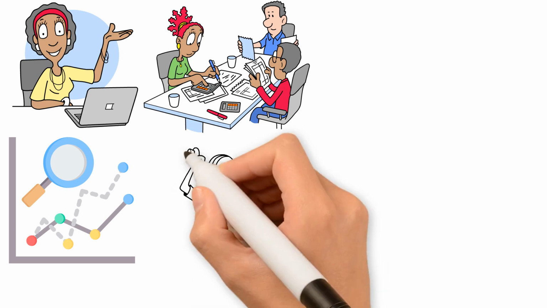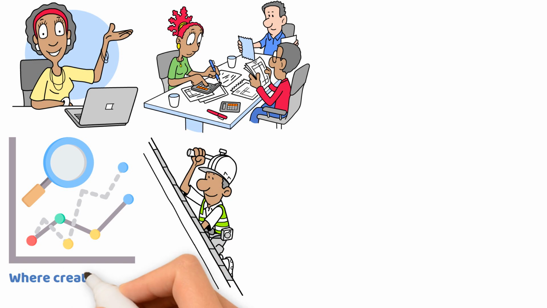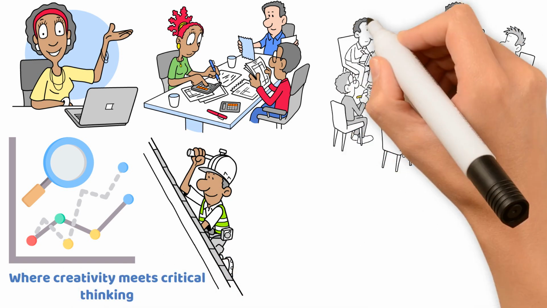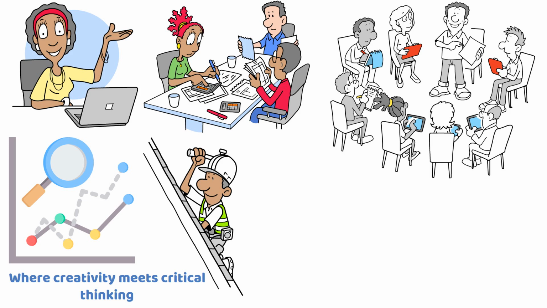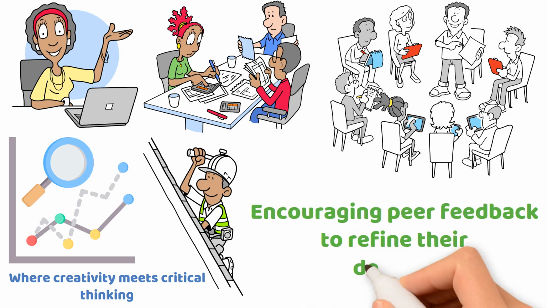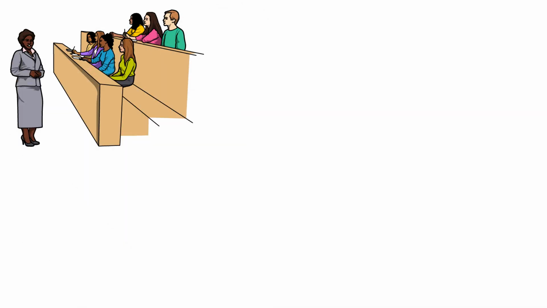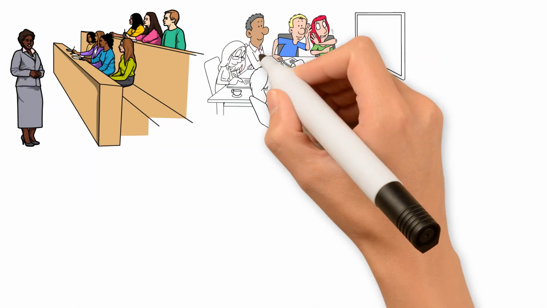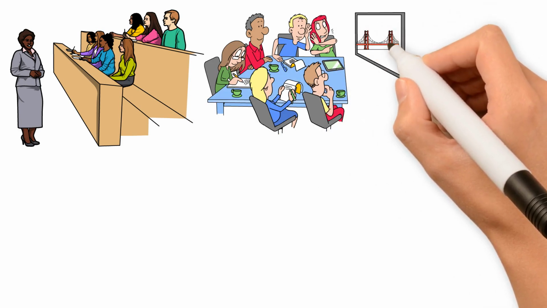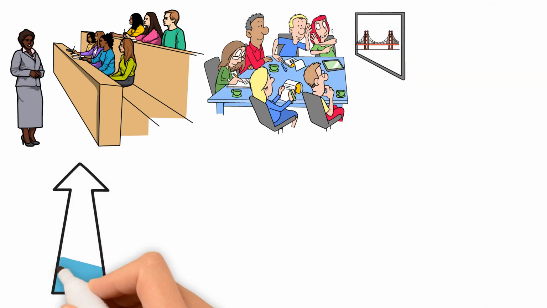Constructing explanations and designing solutions is where creativity meets critical thinking. Guide them to use their data and research to propose solutions, encouraging peer feedback to refine their designs. Engage students in argument from evidence. Facilitate discussions where they present their models and data to support their design decisions, teaching them to critically evaluate their own and others' solutions.